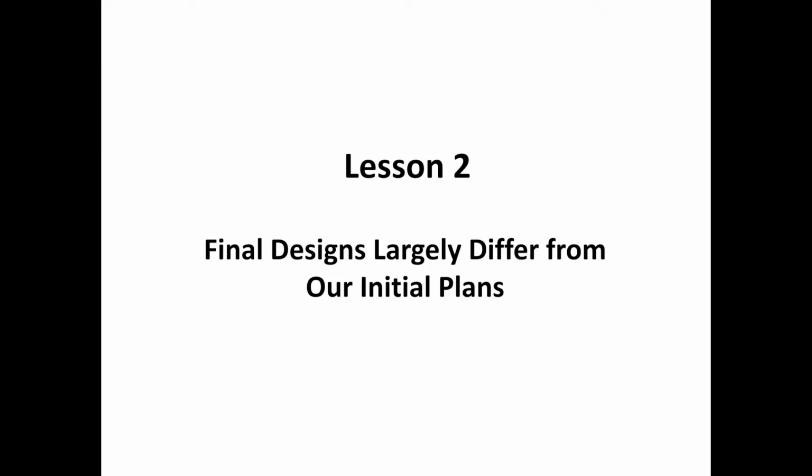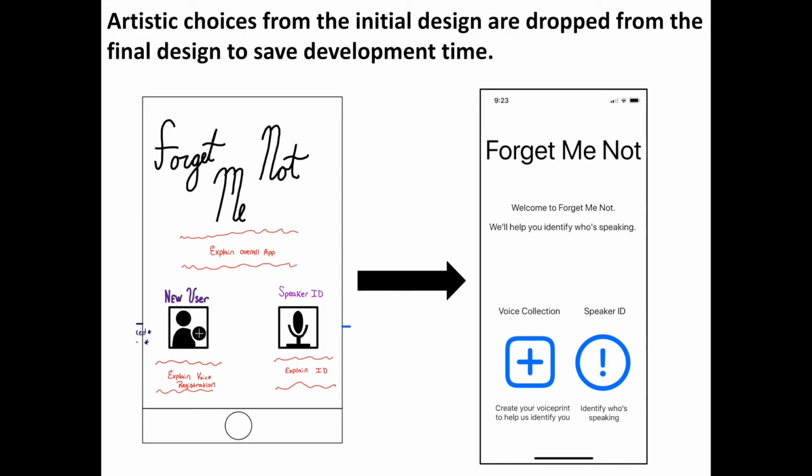Lesson number 2. Final designs largely differ from our initial plans. What does that mean? It means that some aspects of our design can't be recreated in the app. Since it takes additional work to design text and images, artistic choices are dropped from the final design to save development time.